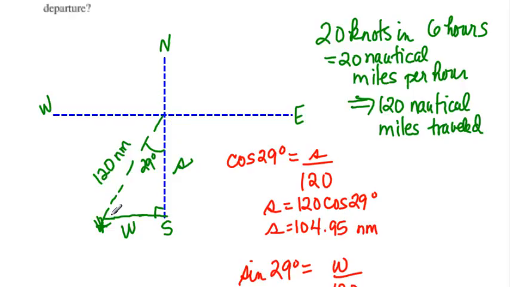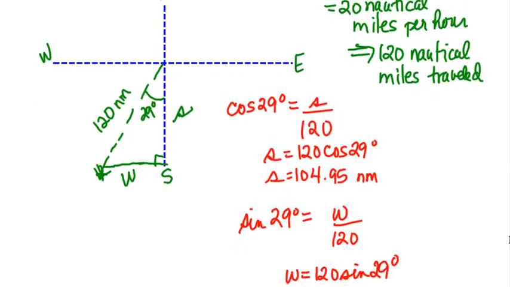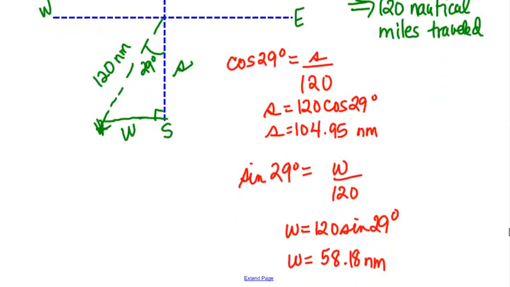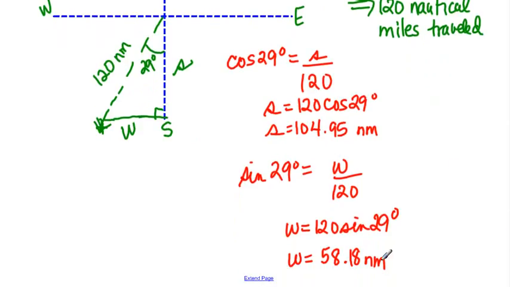So we're going to just use two trig ratios to find that. To find out how far south, we're going to set up cosine of 29 degrees as adjacent over hypotenuse. So S over 120. Solve for S by multiplying by 120 to get 104.95 nautical miles south. To figure out how far west he's gone, we're going to use sine of 29 degrees as W over 120. Multiply both sides by 120 to get 58.18 nautical miles.